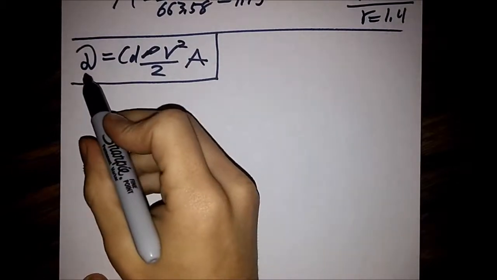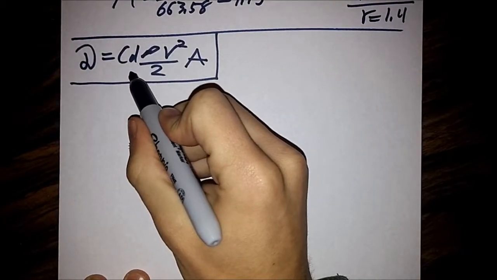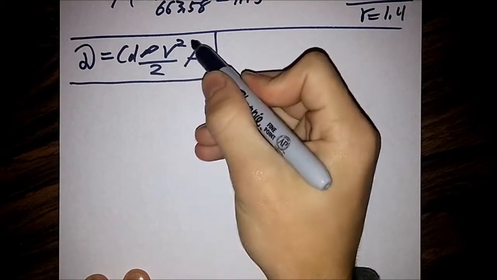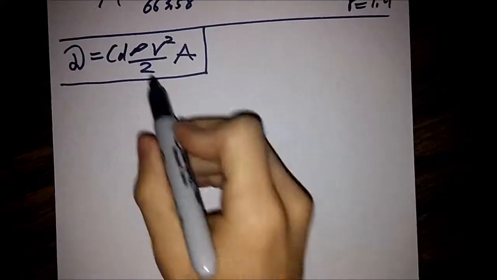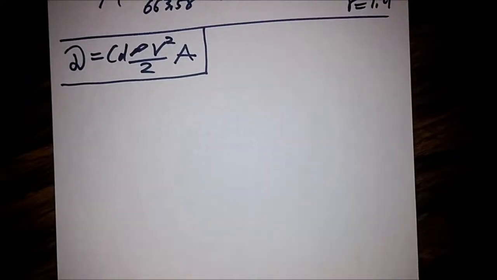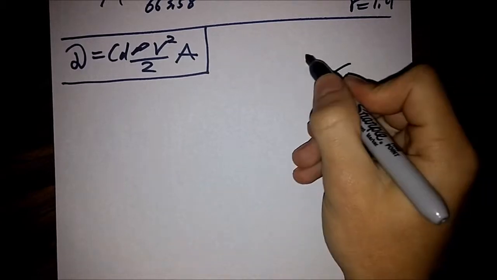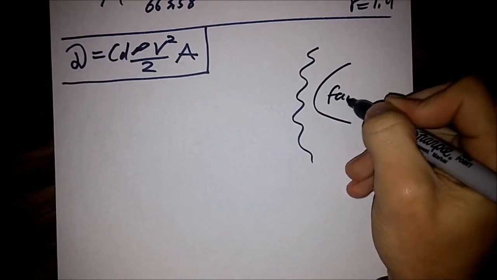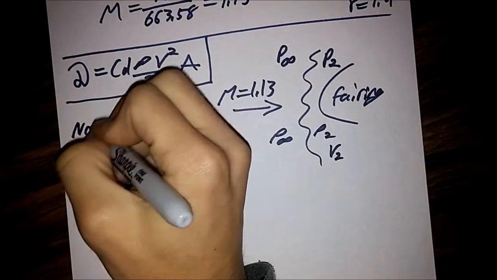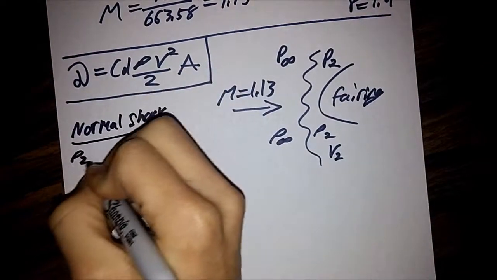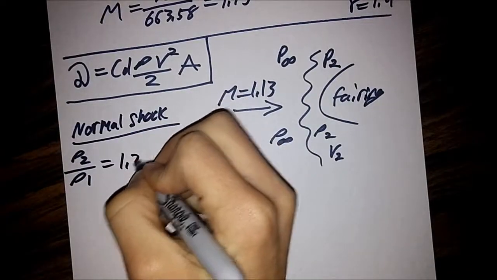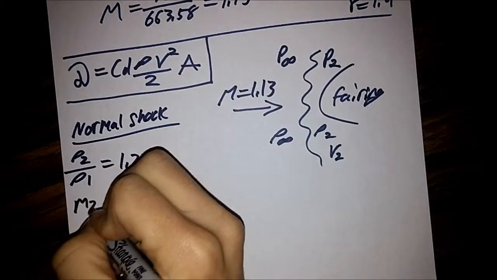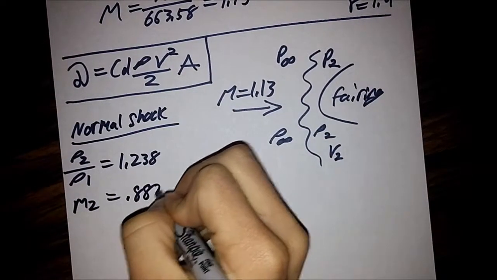So we know that our drag is equal to our drag coefficient times the density and the velocity squared over 2 times the area. But we can't just use these direct densities and velocities because above Mach 1, we're going to form a shock wave in front of our fairing. Now if we go to our normal shock tables, we can find that rho 2 over rho 1 is equal to 1.238. And our Mach 2 is equal to 0.882.